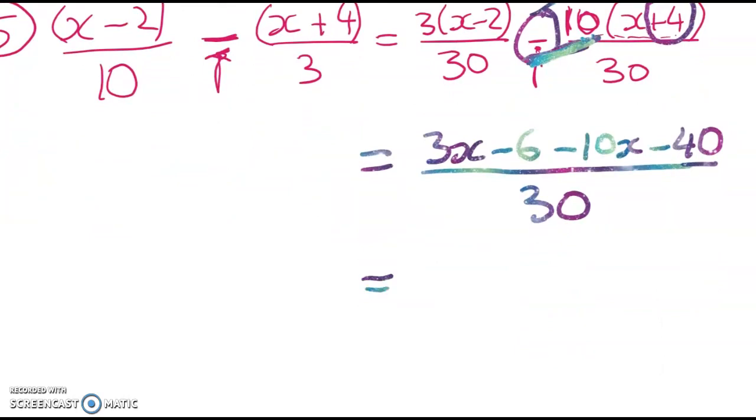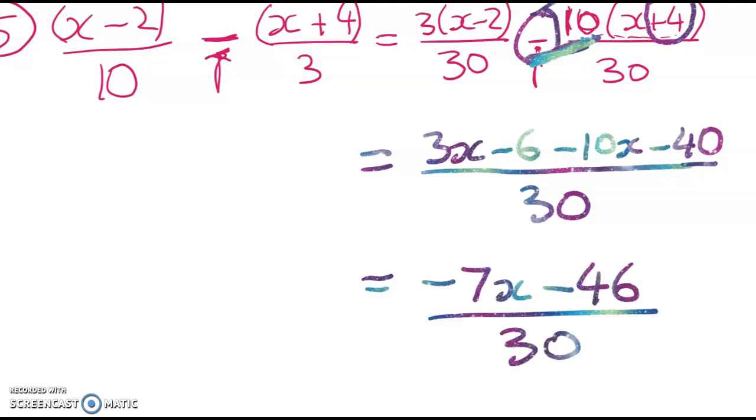And now we collect up like terms. And we get negative 7x minus 46 divided by 30. We need to take a look here to see if there's a common factor between 7 and 46. And there's not. So we're finished. So that's our final answer.